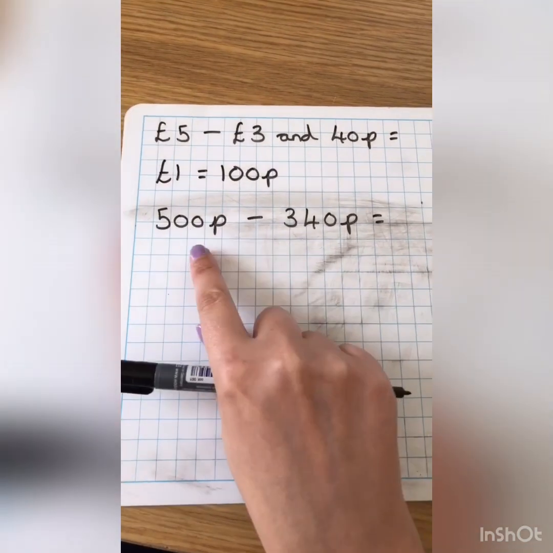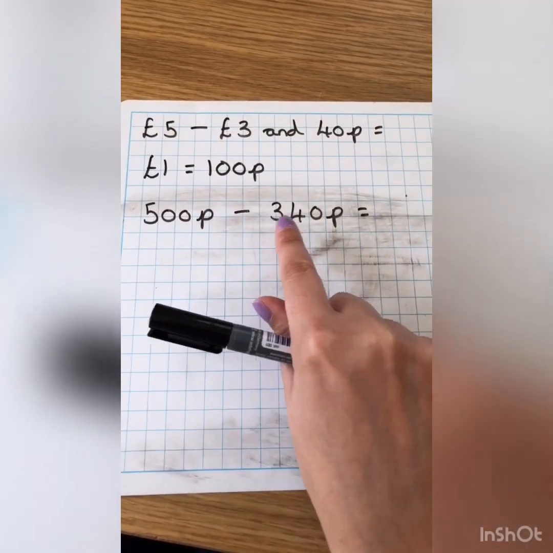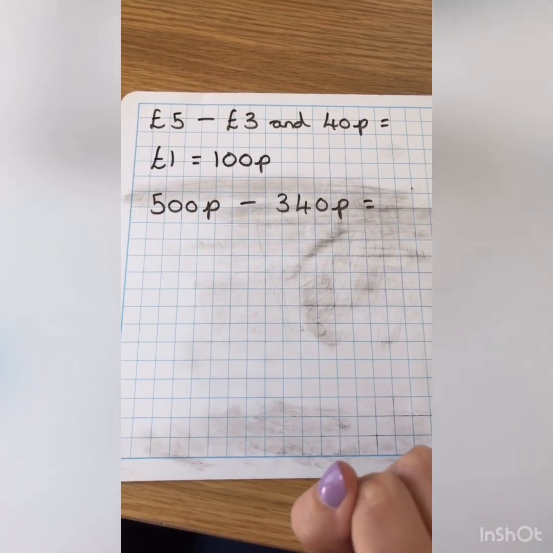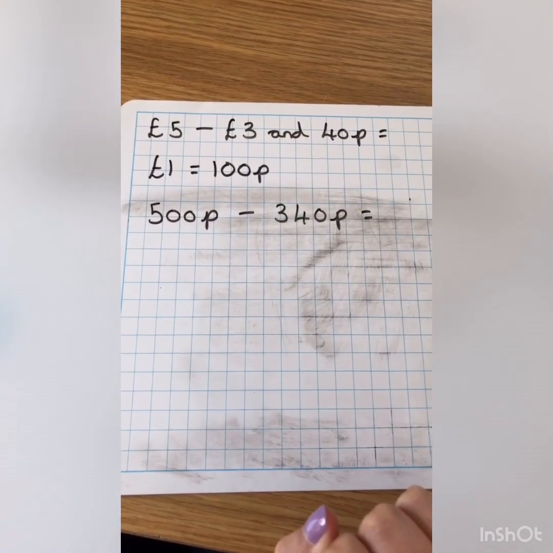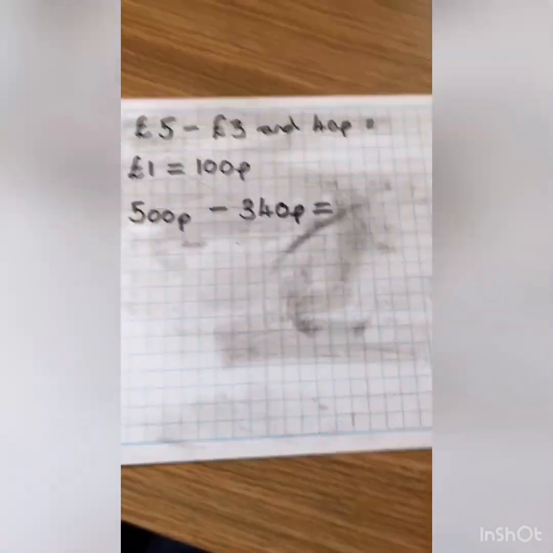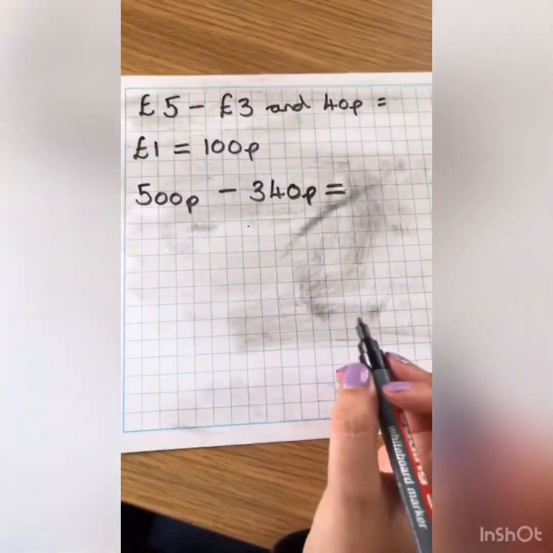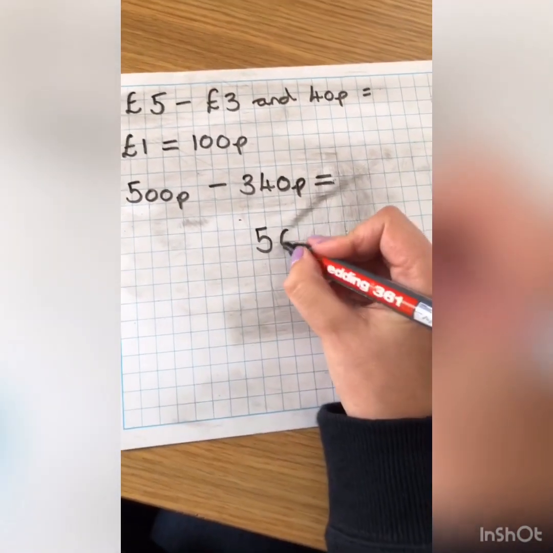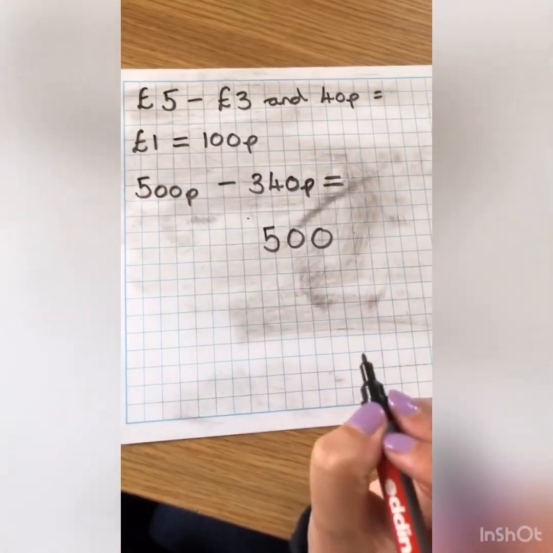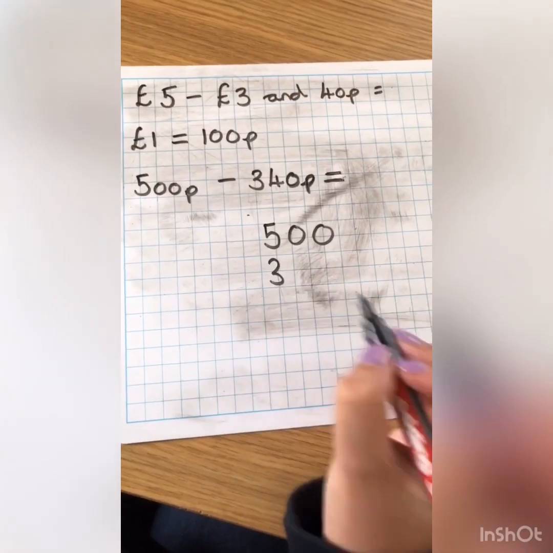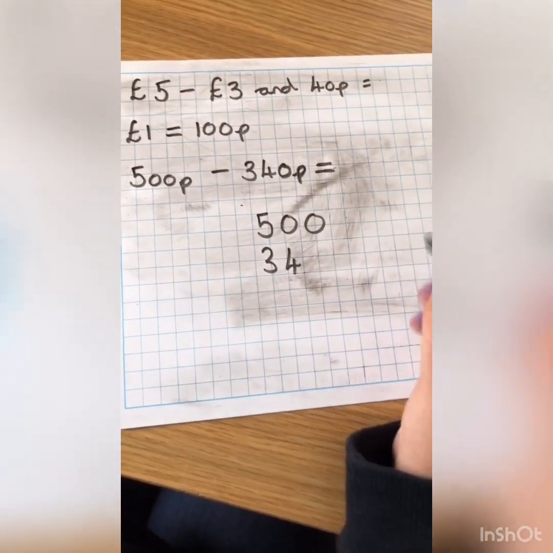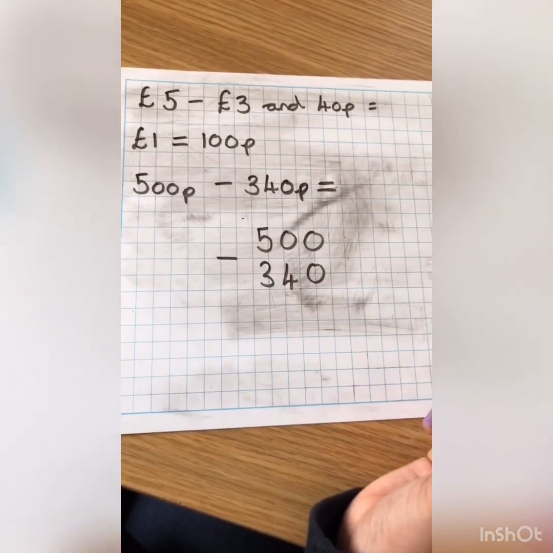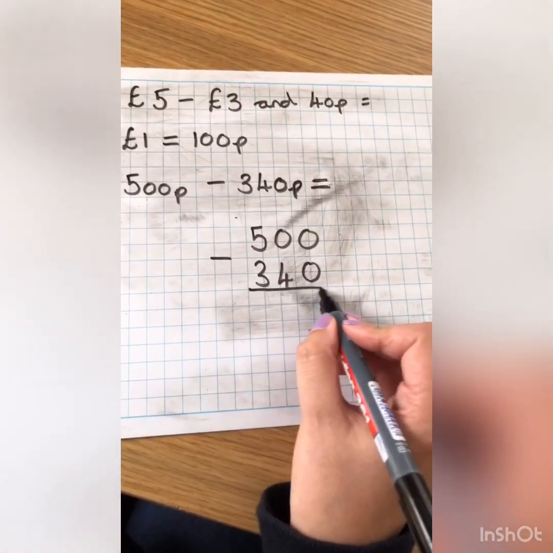So now I have 500 pence take away 340 pence. And I'm going to use my column method for subtraction. For my column method for subtraction, I need to make sure I line up my numbers correctly. So I have my 500s, my 0 tens and my 0 ones. And then I have my 300s, my 4 tens and my 0 ones. And it's really important that we make sure we put the symbol next to the calculation.